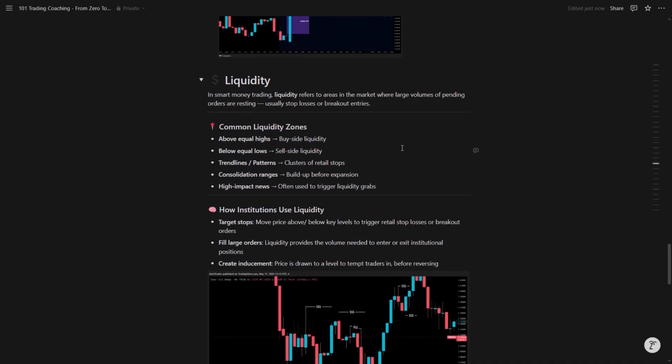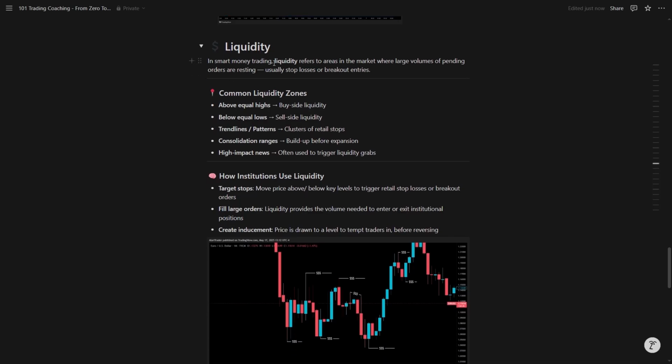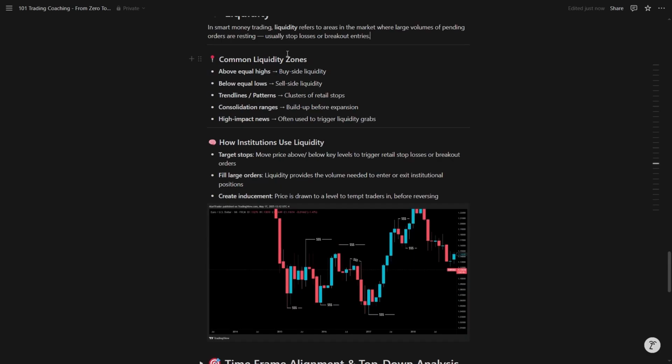Liquidity, you've already gone through this. This is more in depth. It basically refers to an area in the market where large volumes of pending orders are resting, usually stop losses or breakout entries. Common liquidity zones are above equal highs, below equal lows, trend lines or patterns, consolidation ranges, or high impact news. High impact news often sweeps liquidity, but it can also leave liquidity. But this is a very specific type of liquidity it leaves behind, which you can use to target.